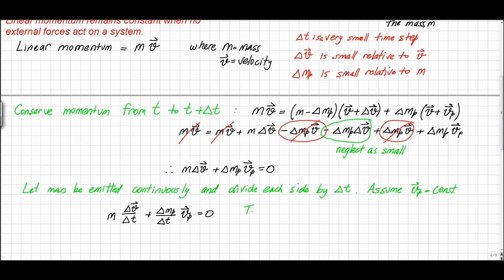Let's now take a limit on this, and let delta t, which is very small, approach 0. And if we do that, then our delta v over delta t term in the limit as delta t approaches 0 becomes the derivative dv dt, and similarly delta mp over delta t becomes dmp dt. So that will give us m dv dt plus dmp dt times vp is equal to 0.